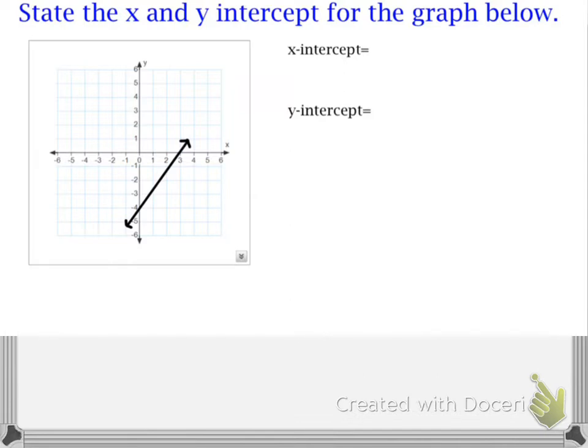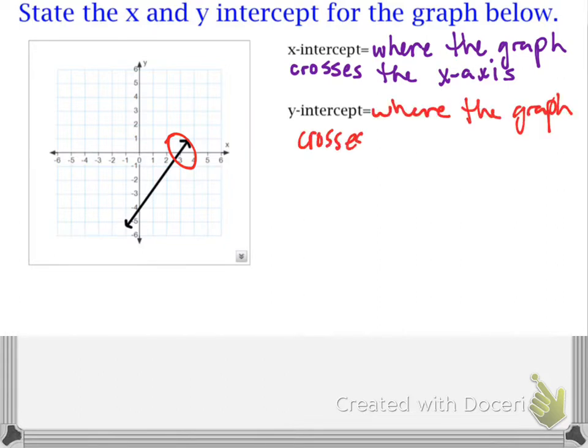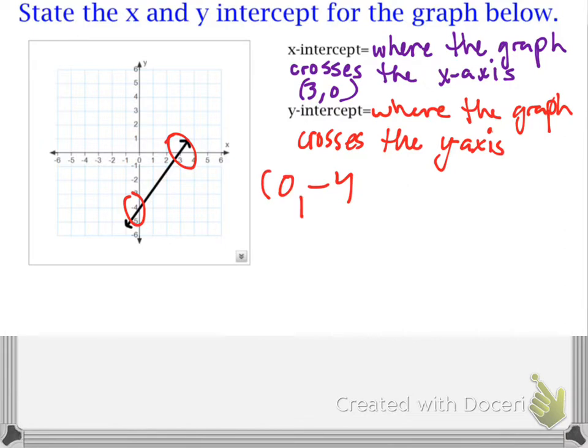So, taking a quick look, where are the x and y intercepts? Well, the x-intercept is where the graph crosses the x-axis, so that's going to be here. And the y-intercept is where the graph crosses the y-axis, which is going to be right here. So to answer this question, the x-intercept is (3, 0), and the y-intercept is (0, -4).